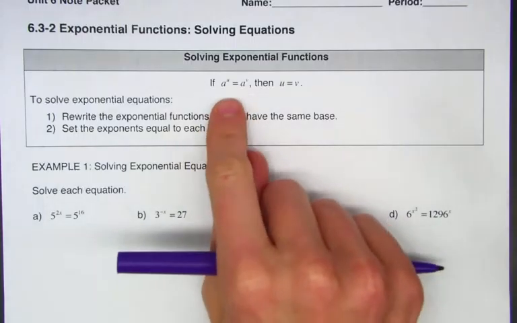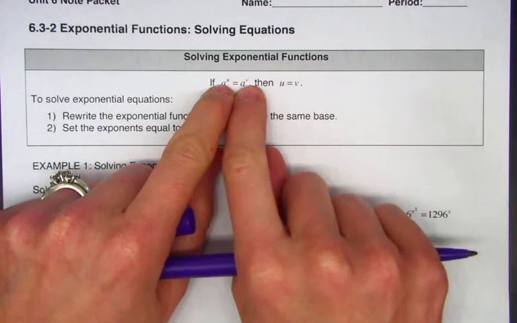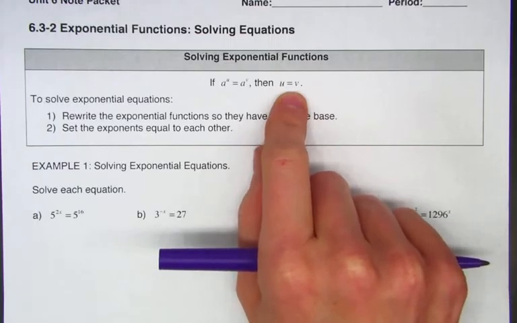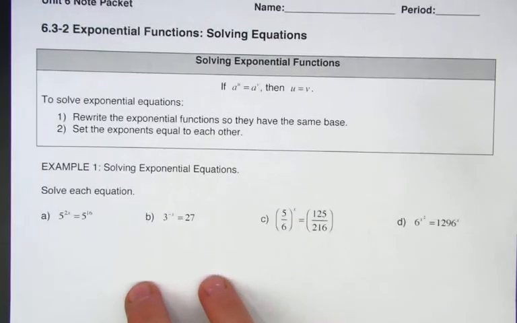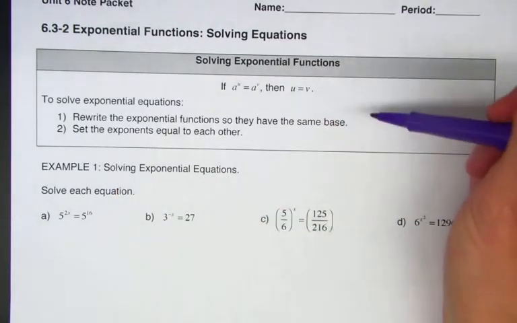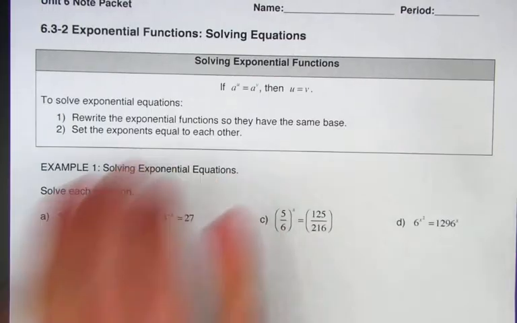We talked about this last unit. If we have the same base to a power, then the exponents have to equal each other, all right? So we're going to really be focusing on using this idea for all of these problems here. What you are going to want to try to do is rewrite so it has the same base, and then set the exponents equal to each other and solve.